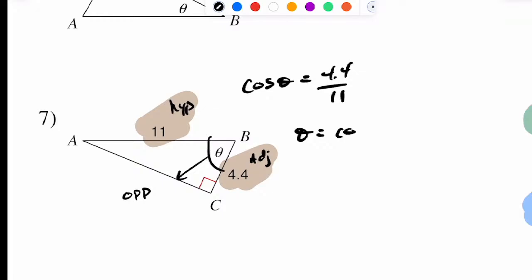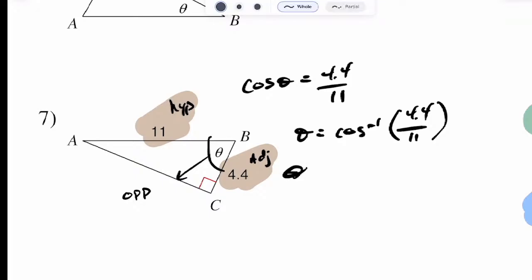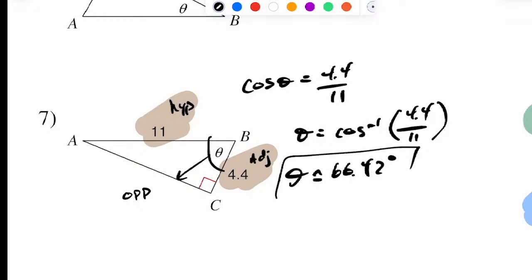And then again, take your cos inverse this time. Once again, you'll hit second function on your calculator, cos inverse, or second function, then hit the cos button. That'll get you your cos inverse. So in this case, if I take the cos inverse of 4.4 over 11, making sure I'm in degrees, I get 66.42 degrees. Good.